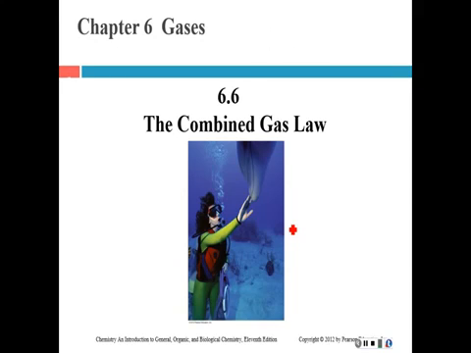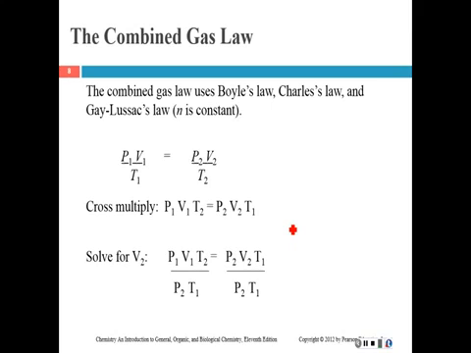Now we're going to combine all these gas laws together in what we call the combined gas law. Now I've left Avogadro's law out of this because they're not going to put it that way in your book. So we start off then with a gas law that looks kind of complicated, but it really has Boyle's, Charles's, and Gay-Lussac's all together. So P1V1 over T1 equals P2V2 over T2. So this is a combination of Boyle's, which would be P1V1 equals P2V2, Charles's, which is V1 over T1 equals V2 over T2, and Gay-Lussac's, which is P1 over T1 equals P2 over T2.